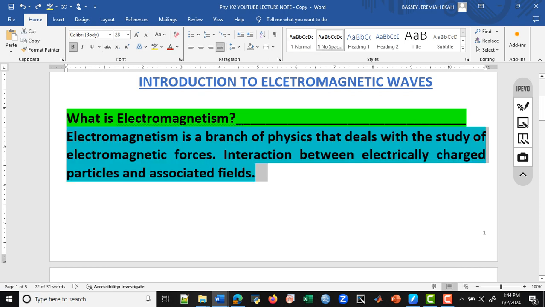Electromagnetism is a branch of physics that deals with the study of electromagnetic forces. We can as well define it as the branch of physics that deals with the interaction between electrically charged particles and associated fields.